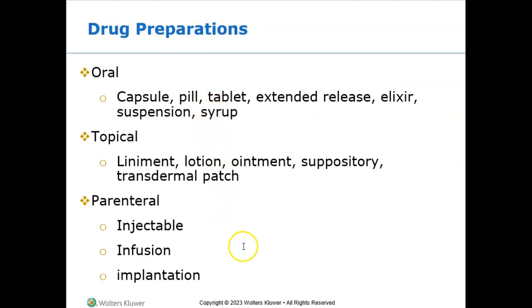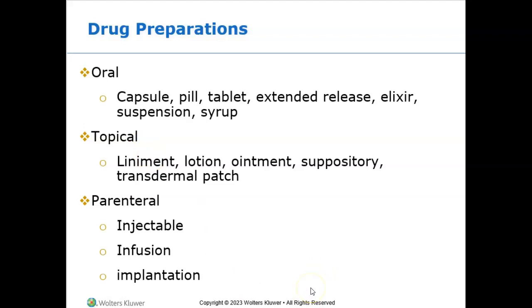Here are some different preparations of how drugs come and can be given to our patients. Most of the time you're going to have oral medications, and they come in a variety of formats: a capsule, a pill, a tablet, extended release. A lot of times you'll see an ER in the name of a medication, which means it is an extended release medication. An elixir is a liquid. Syrup, suspension, honestly I couldn't tell you if there's a huge difference between those three. To me, they're all a liquid.